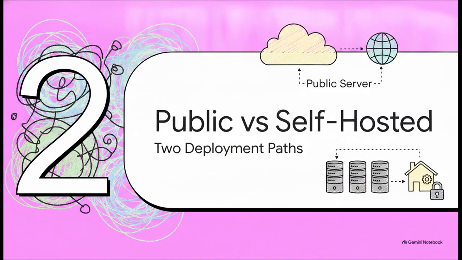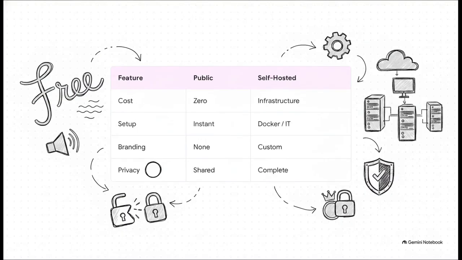Moving on to Section 2. Public service versus self-hosted. When you go to implement Jitsi, you actually get two distinct deployment paths, and this really comes down to your technical capabilities and your privacy needs. First, you can just use the public service at meet.jit.si. The cost? Zero. The setup? Instant. You literally just type in the URL and you're off. The trade-off is you don't get custom branding and your data runs through shared public servers.